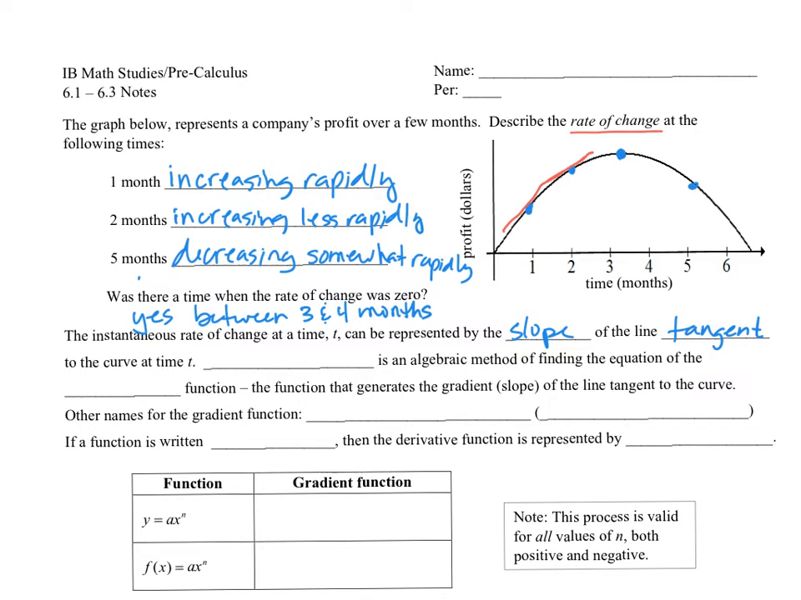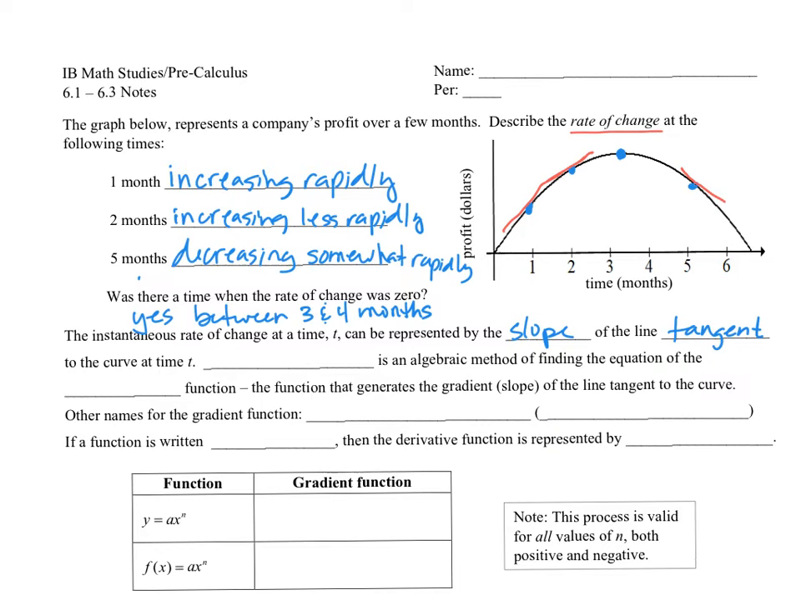So that tangent line, let me draw that one more time because I'm trying to make it appear that it touches the curve exactly once, okay? So we can see that that line has a negative slope, and it's somewhat steep, isn't it? So at that point, the company was still earning a profit, but the rate of change was decreasing somewhat rapidly.